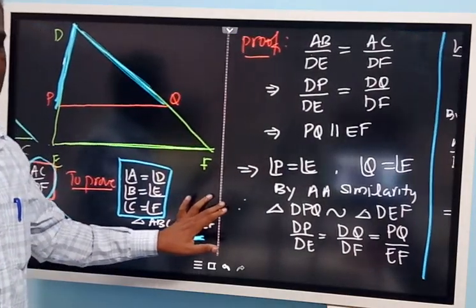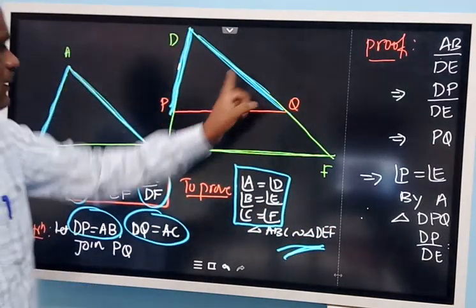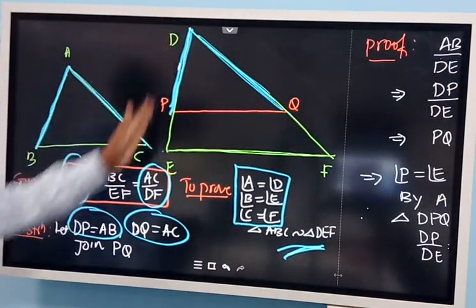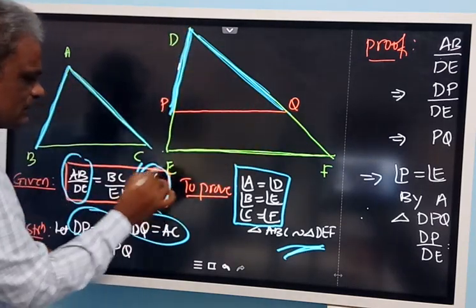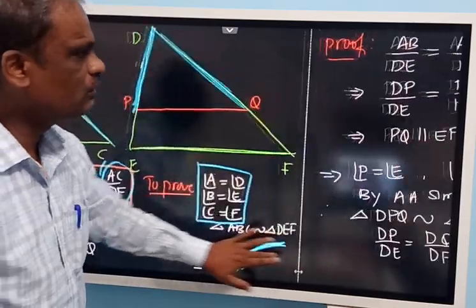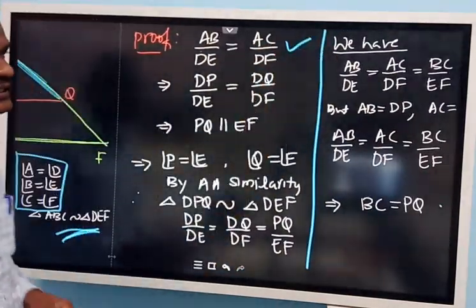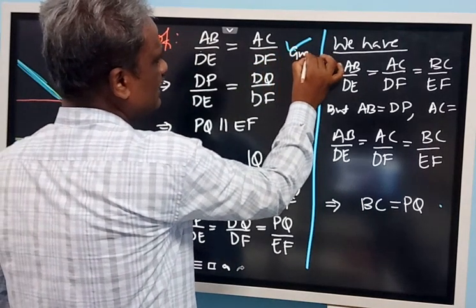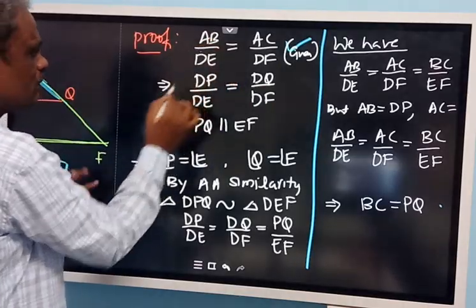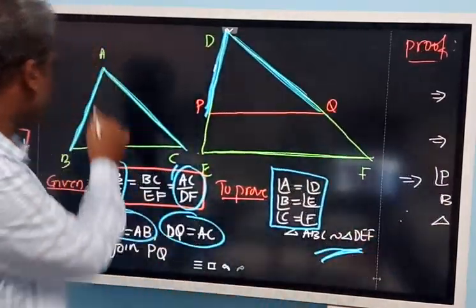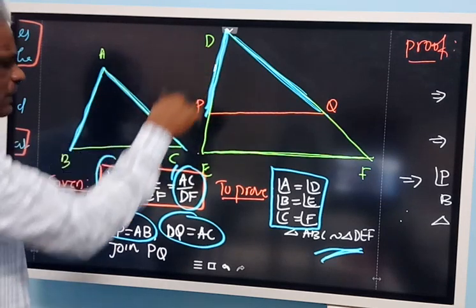Okay. What I have taken? AB by DE, this first ratio, and then AC by DF, these two ratios I have taken. So now AB by DE, AC by DF, this is given actually. It is given in the data. Only two I have taken. Okay. Now AB I am going to replace as DP. AB can be replaced as DP. What is the reason for this? AB can be written as DP.